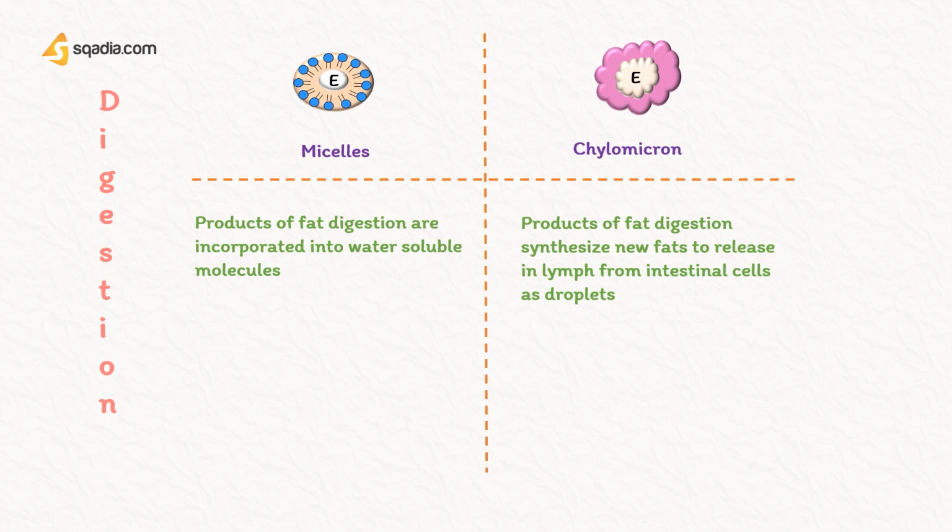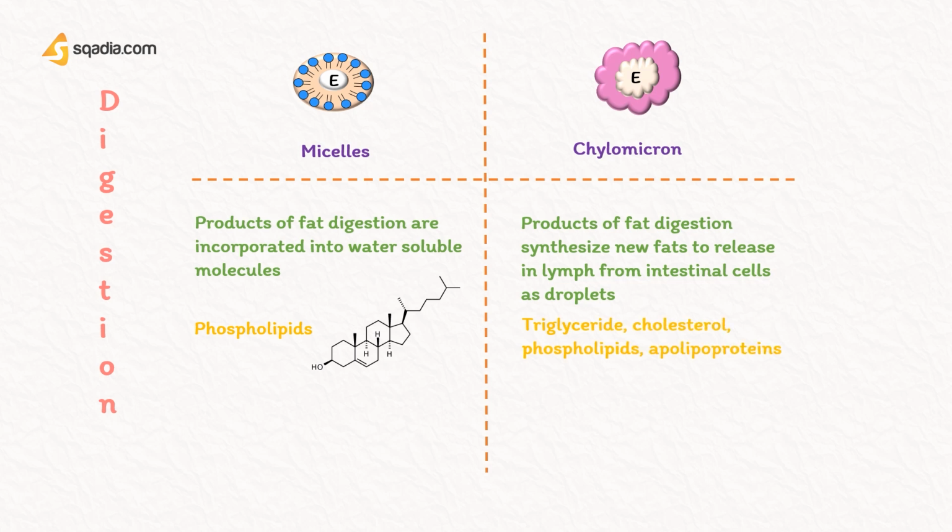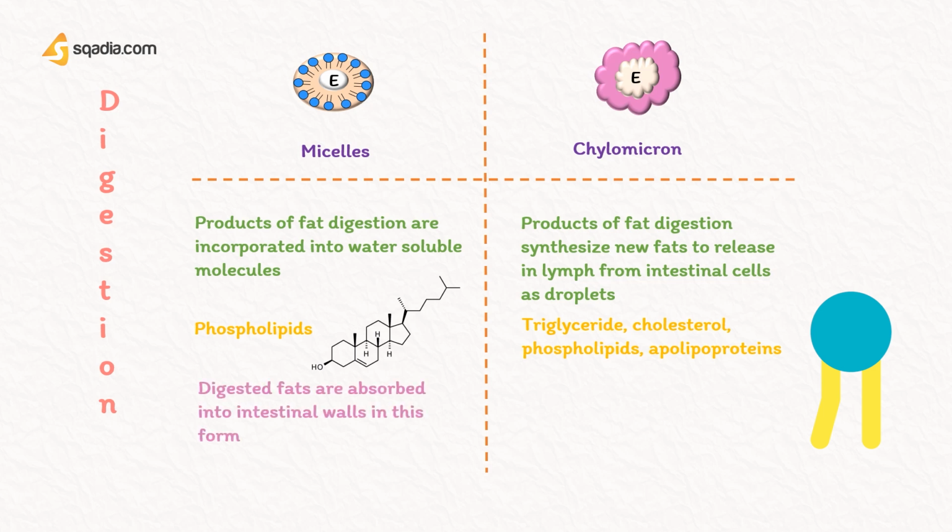Micelles have majorly phospholipids in their composition, whereas chylomicrons have triglycerides, cholesterol, phospholipids, and apolipoproteins. In case of micelles, digested fats are absorbed into intestinal walls in this form. And on the other hand, digested fats are synthesizing new fats that are liberated from intestinal walls into lymph in this form.